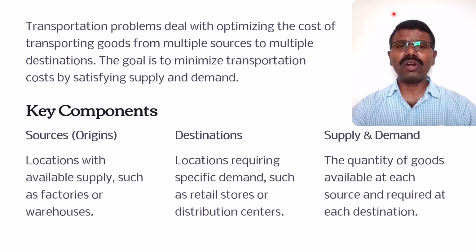The first component is the source or the origin, where the goods are manufactured. Once after manufacturing, it needs to be sent to the destination. The destination may be a retail store or maybe a distribution center where they want to sell the goods. So based on the demand at the destination, we need to send the goods from source point to destination by optimizing the cost. That is the main objective of this transportation problem.